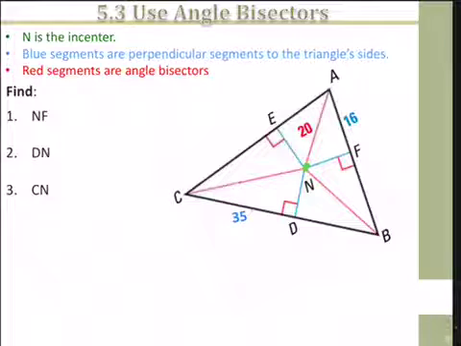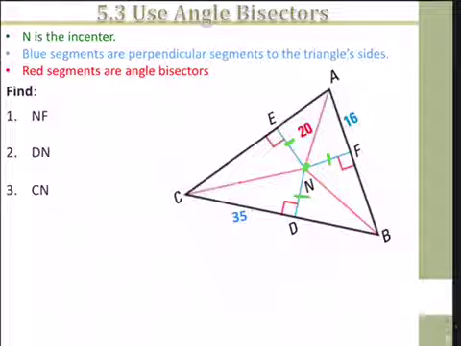Well, since we know n is the incenter, we know that it's equidistant to the sides. So since these blue segments are perpendicular to the sides, that would imply that these are the shortest distances. So this guy is the shortest distance from n to AB. So what I can conclude from the fact that n is the incenter is one of the facts that we already know. So NF, NE, and ND are all congruent to each other.